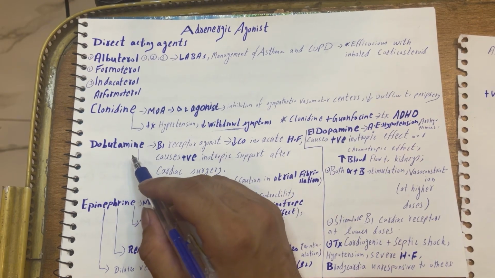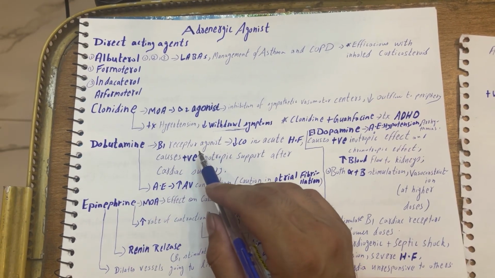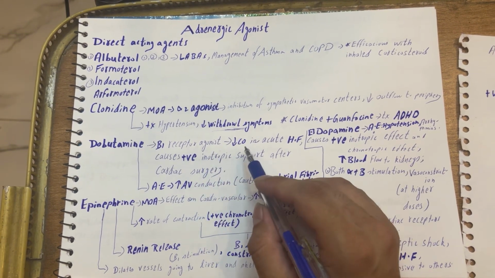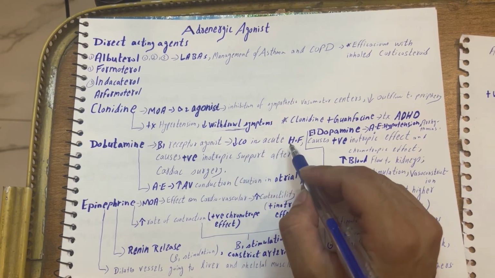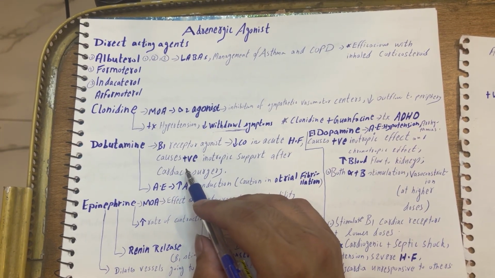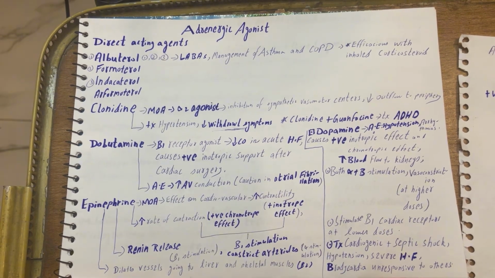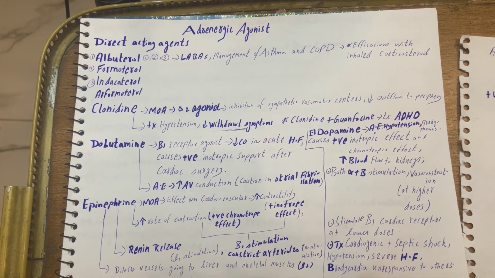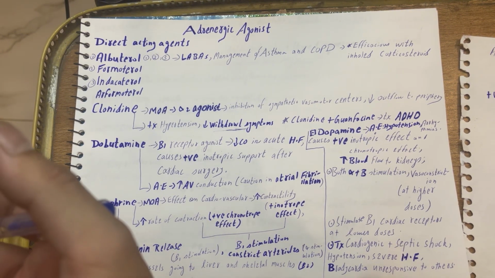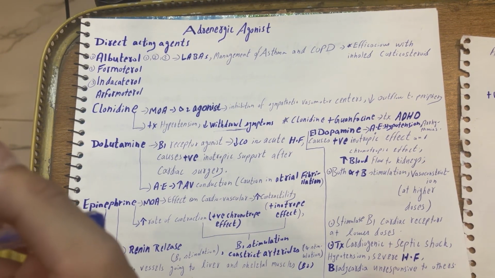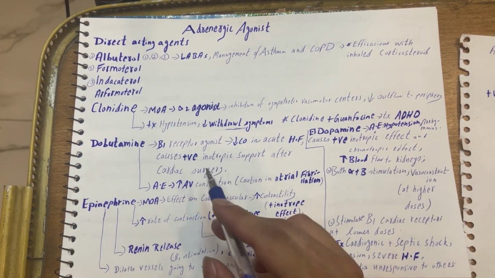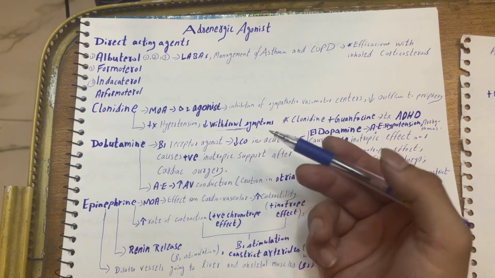The next drug is dobutamine. When it comes to the mechanism of action of dobutamine, it is a beta-1 receptor agonist. That is, it increases cardiac output in acute heart failure. It also causes positive inotropic effect. Positive inotropic effect basically makes your heart muscle contraction stronger, raises your cardiac output to normal level, and also increases the amount of blood your heart can pump out. So it causes positive inotropic support after cardiac surgery.